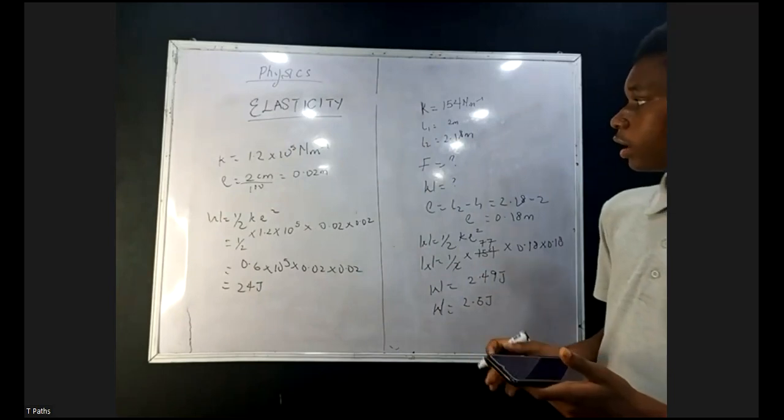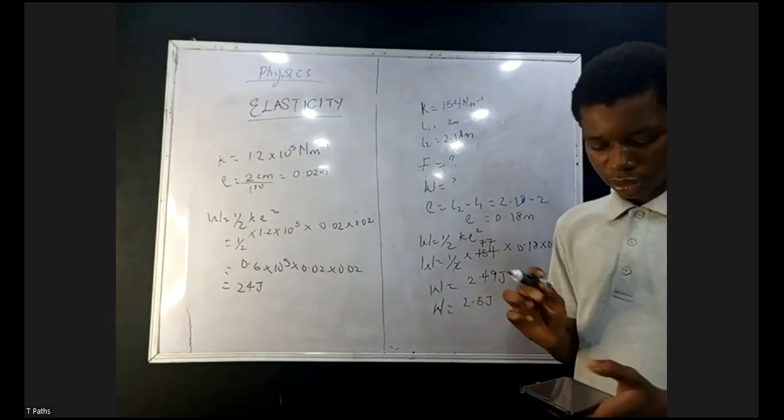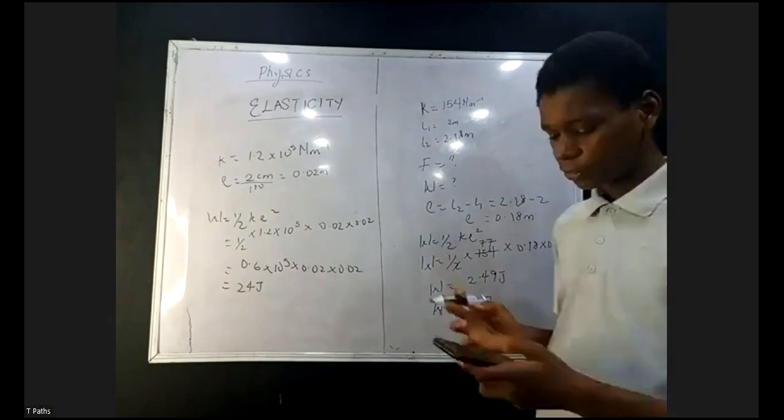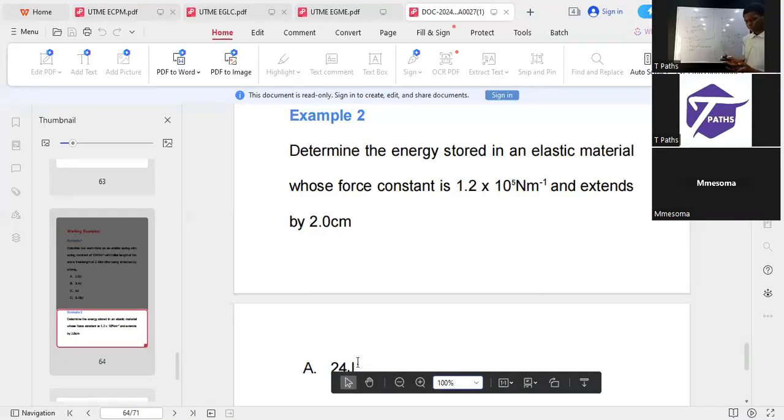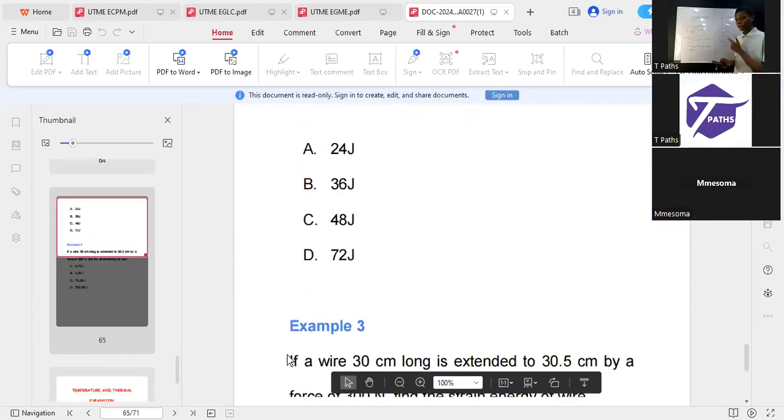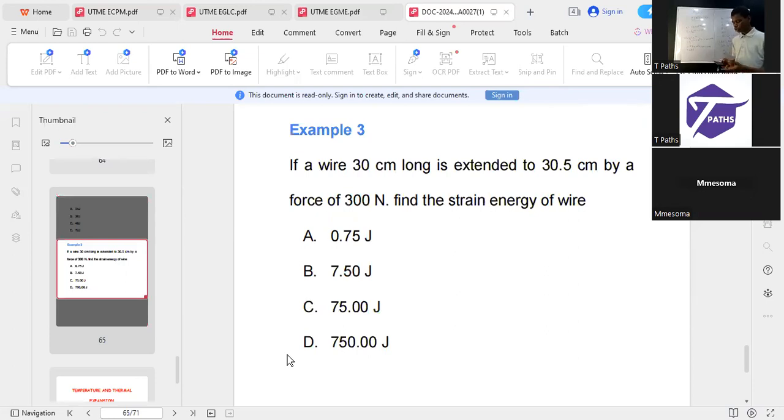So now, before we move to the next topic, let's take one more example and then we'll move to the next topic. Okay, all right, the question says: if a wire 30 centimeter long is extended to 30.5 centimeter by a force of 300 Newton, find the strain energy of the wire.